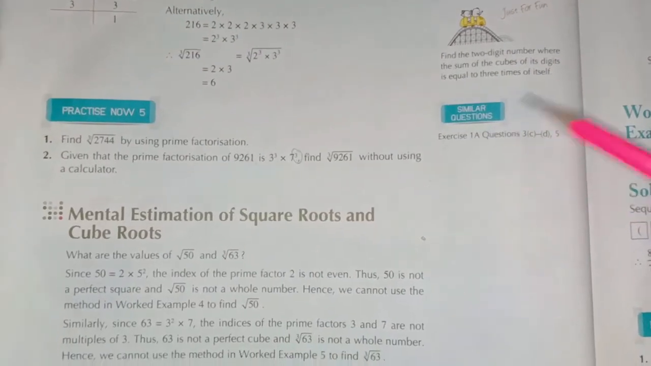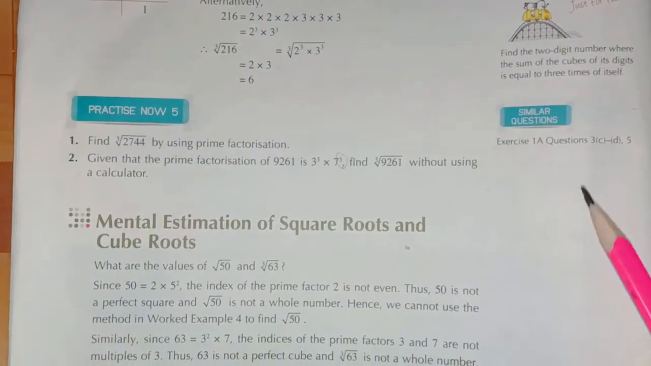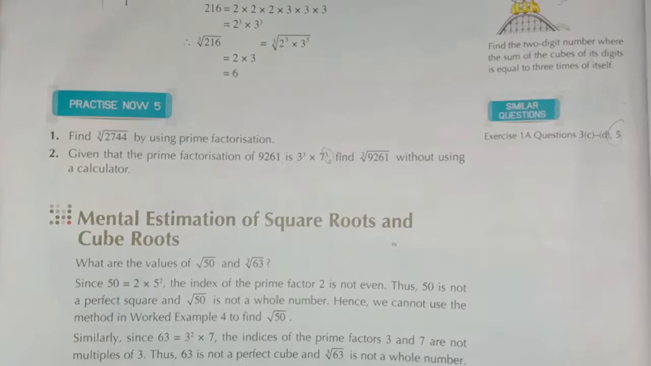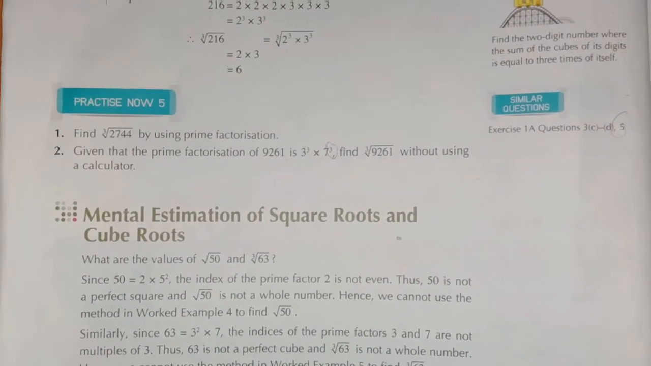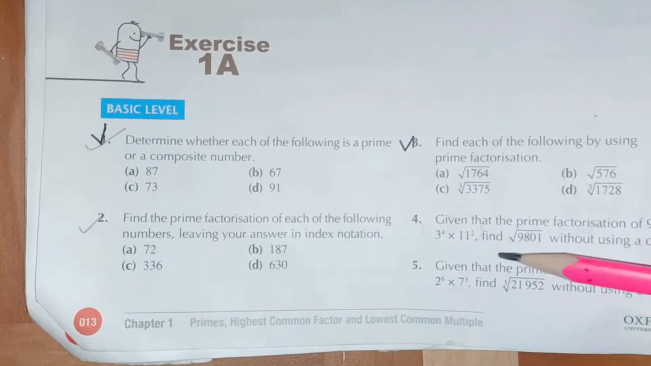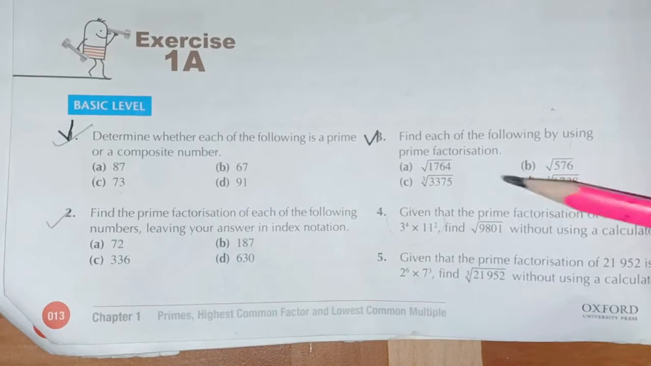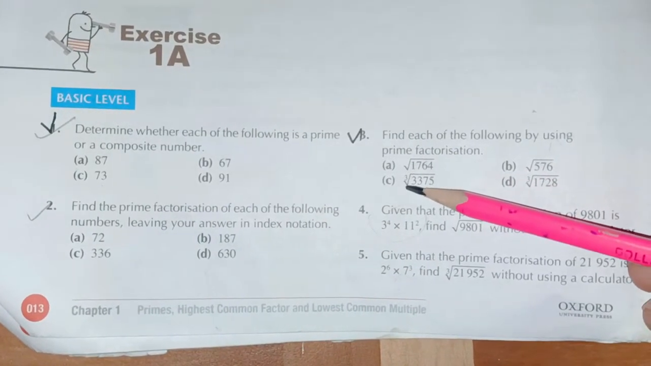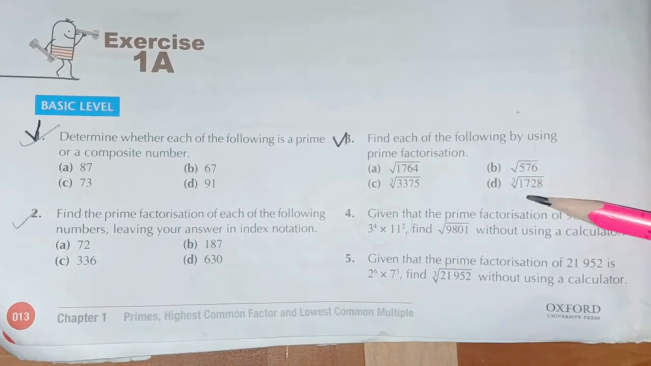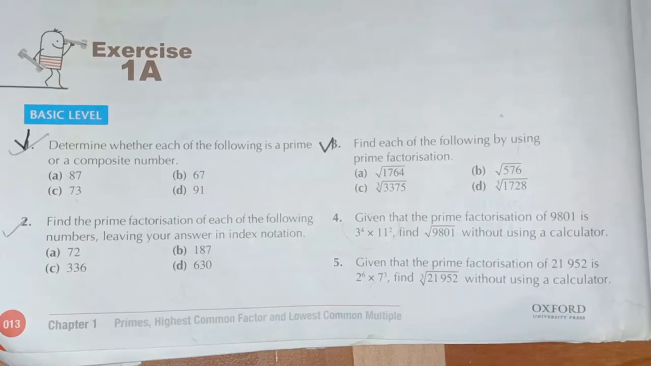Here we have the related questions, similar questions from Practice Now 5: question number 3, C and D, and question number 5. So let's solve these questions. Question number 3 is the cube root of 3375 and the cube root of 1728. Let's solve these two questions.